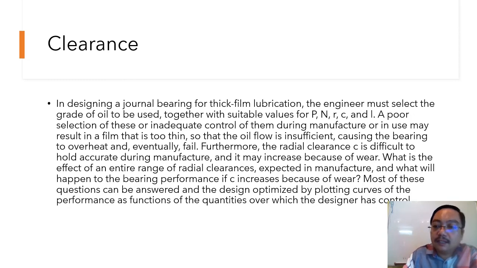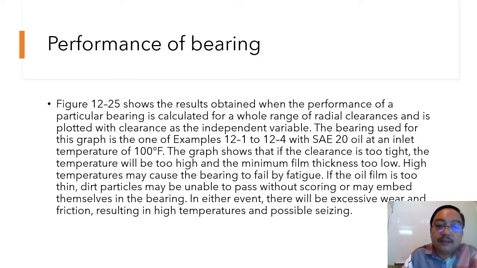Okay, performance of a bearing. Figure 12-35 shows the result obtained when performance of a particular bearing is calculated for a whole range of radial clearance and is plotted with clearance as the independent variable. The bearing used for this graph is the example from examples 12.1 to 12.4 with SAE 20 oil at inlet temperature of 100 Fahrenheit. The graph shows that if the clearance is too tight, the temperature will be too high and the minimum film thickness will be too low.